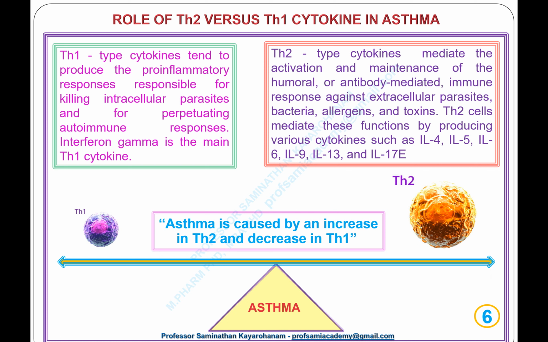Th2 type cytokines mediate the activation and maintenance of the humoral, or antibody-mediated, immune response against extracellular parasites, bacteria, allergens, and toxins. Th2 cells mediate these functions by producing various cytokines such as IL-4, IL-5, IL-6, IL-9, IL-13, and IL-17E.